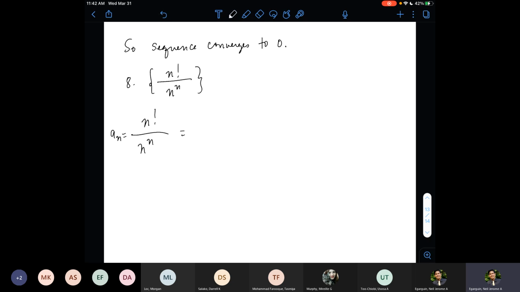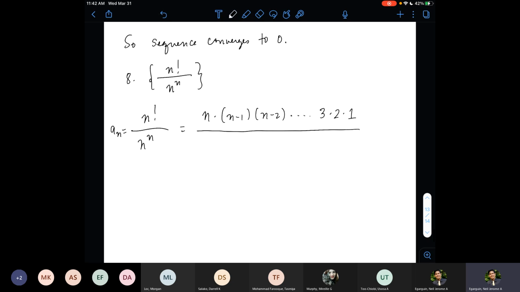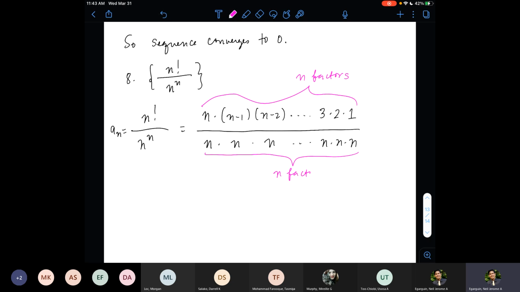So if you expand the top, it's going to be n times n minus 1 times n minus 2 until 3, 2, and 1, right? That's n factorial. Okay, thank you, Muriel. Okay, denominator. We expand n to the n. So n to the n is simply n times n times n times, right? Now let's count how many terms we have in the numerator. In the numerator, I have n factors. In the denominator, being n to the n, I also have n factors.